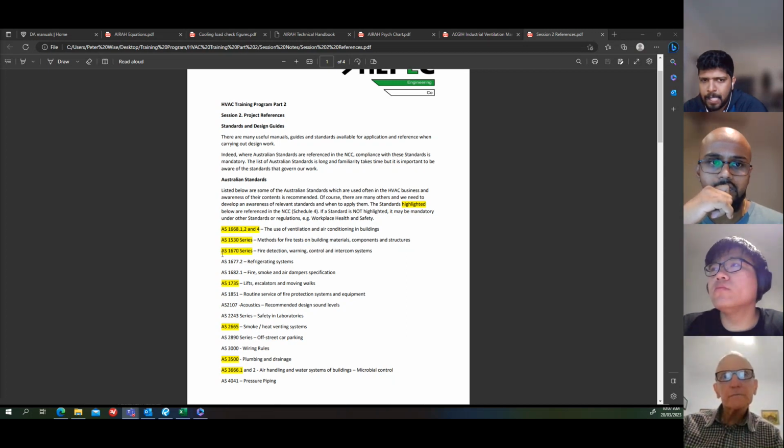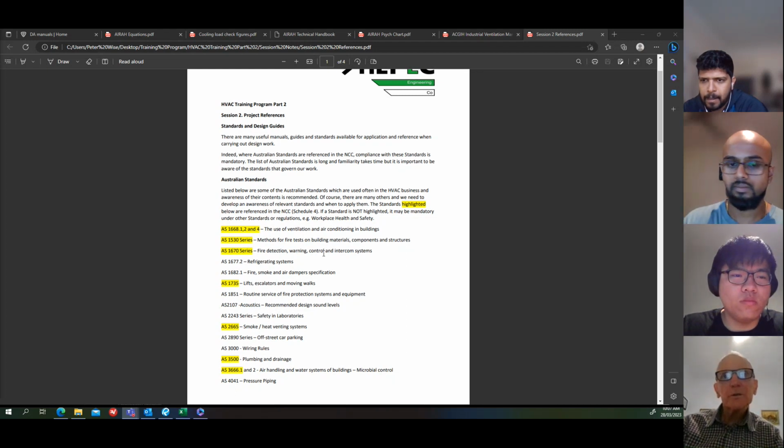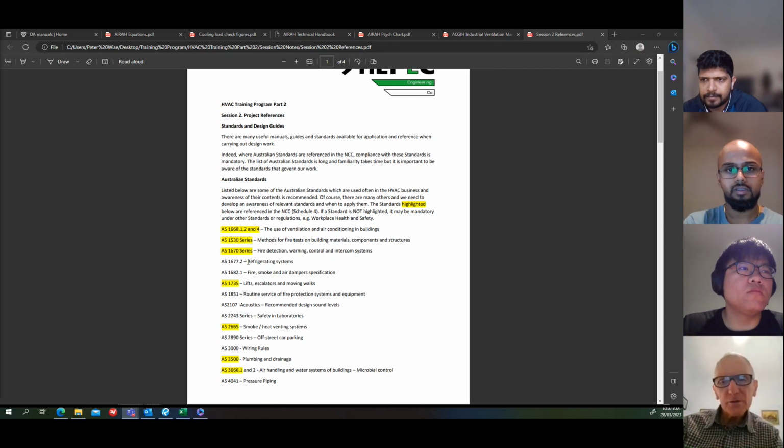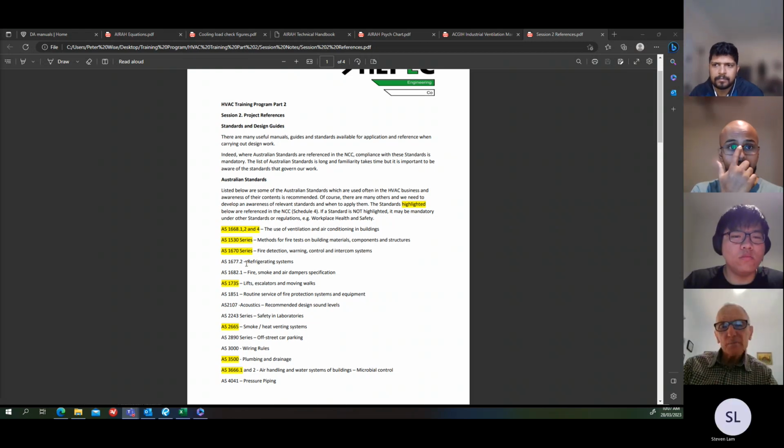AS 1670 really deals with fire detection, warning, control, intercom systems, and is most relevant to the fire protection people. So it's not one that we need to refer to often, but you'll see it in the NCC again and again. Quite often, an electronic fire detection and alarm system is an option, as in smoke hazard management.